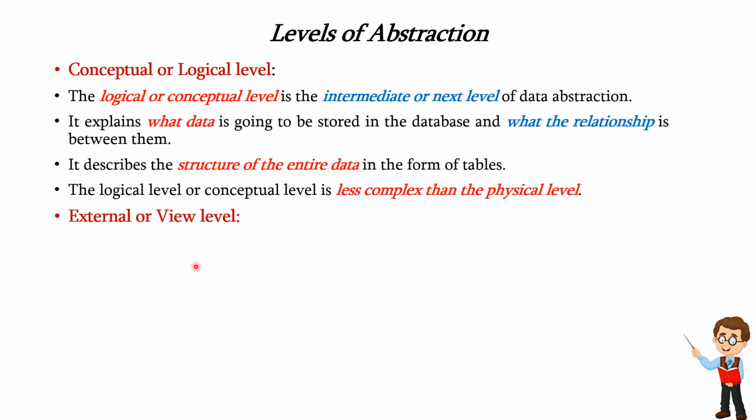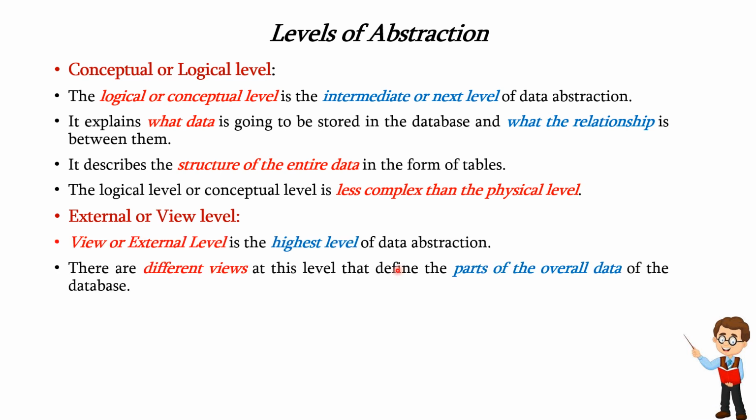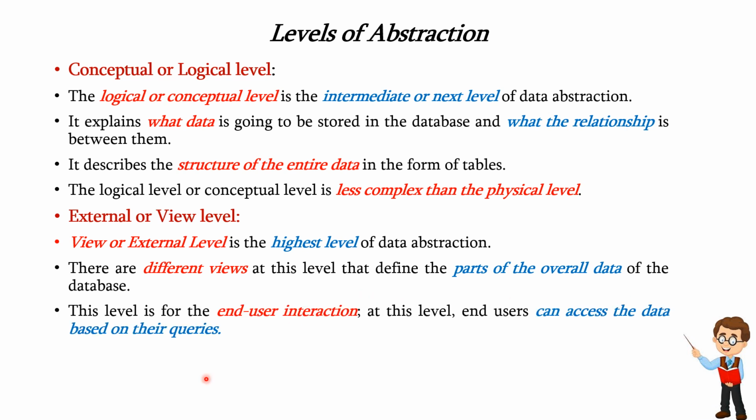Next, the third level is external or view level. This is the highest level of the data abstraction. There are different views at this level that define the parts of the overall data of the database. This level is for the end user interaction. At this level, end users can access the data based on their queries.